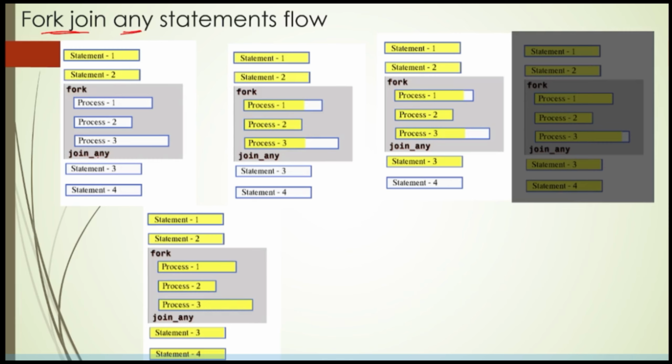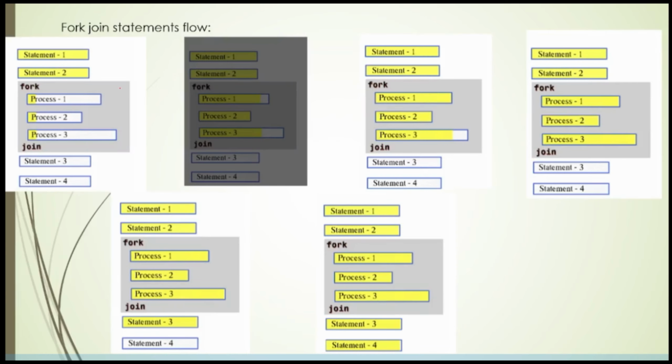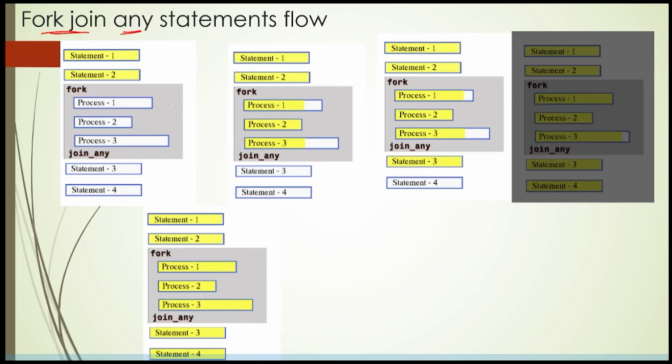Okay, so let us analyze this. Let us know what this fork join any is before going into the example. Just like in fork join, you have already seen the fork join statements flow, just like this, the fork join any statements flow. In fork join any, you have processes, and here also we have the same processes. After the execution of the first statement, the second statement is executed. Now after execution of the second statement, it will enter into fork join any.